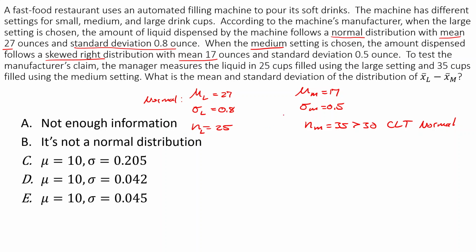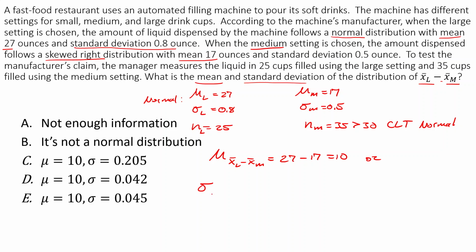Cool. All right, mixing and matching. What is the mean and standard deviation for the distribution of the sample mean for the large minus the sample mean for the medium? All right, well, the mean is probably the easier one to do. For x bar L minus x bar M, it's just the difference of these two means. So it'd be 27 minus 17, which is 10, and I believe we are working in ounces.